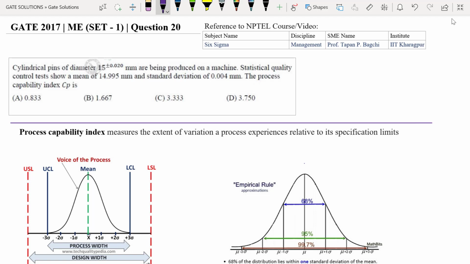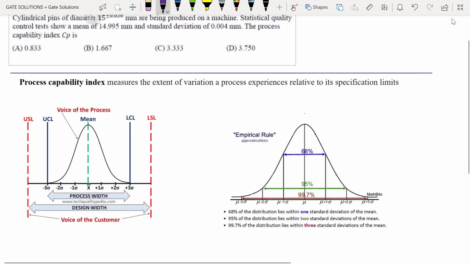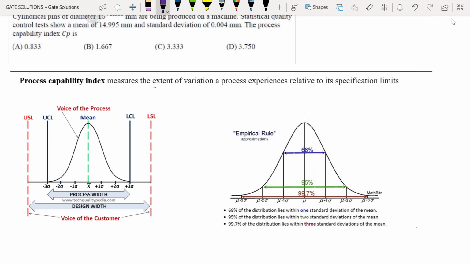To solve this question, one can refer to the NPTEL course video lecture which is mentioned at the top right corner. First, we try to understand what the process capability index is. Process capability index measures the extent of variation a process experiences relative to its specification limits. It is denoted by Cp.